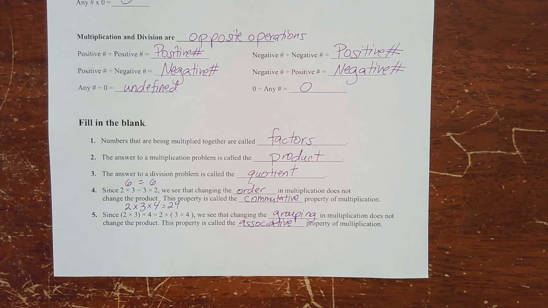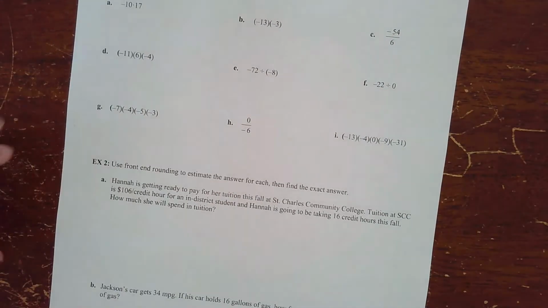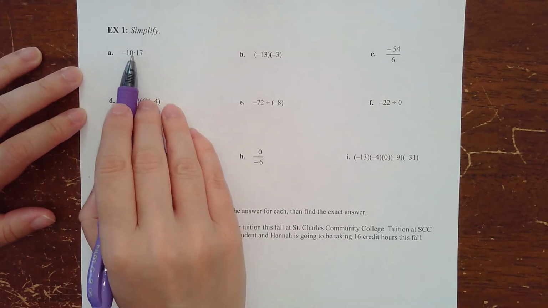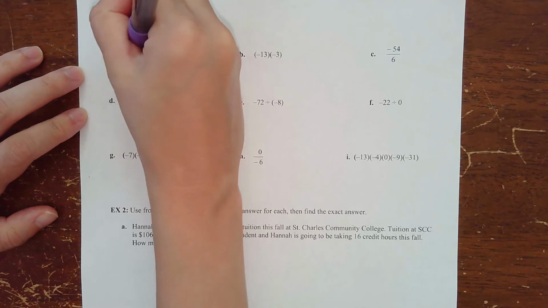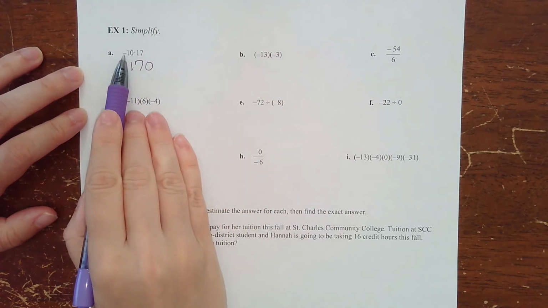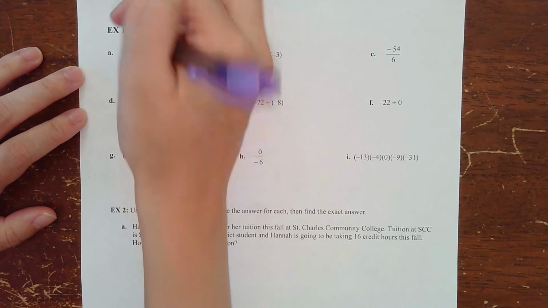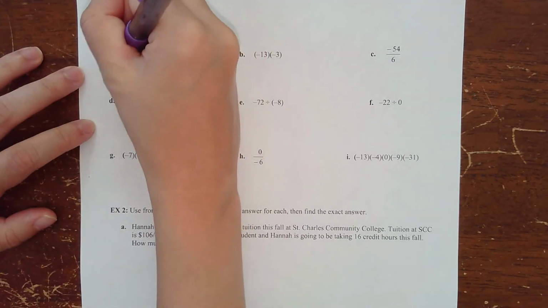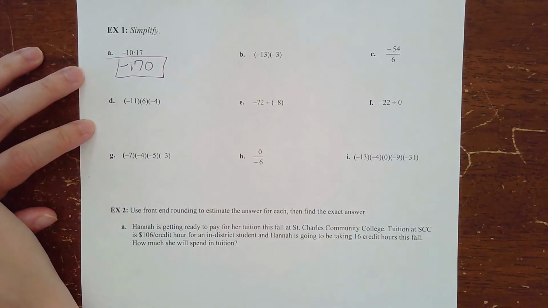All right, next thing we're going to do is lots of examples. And example 1 just says simplify. And so we're going to do a lot of multiplication and a lot of division and go from there. First one in part A says negative 10 times 17. So we're multiplying, and 10 times 17 would be 170. And then we have a negative number times a positive number, which would be a negative number. So that's our answer, is negative 170.